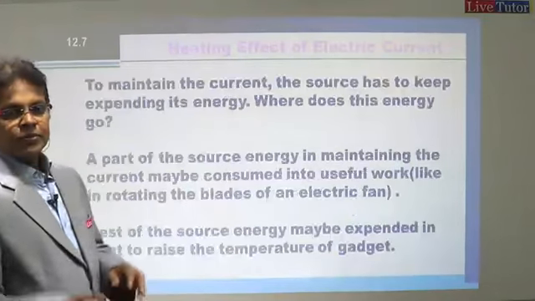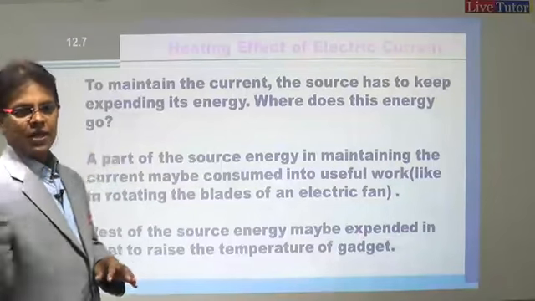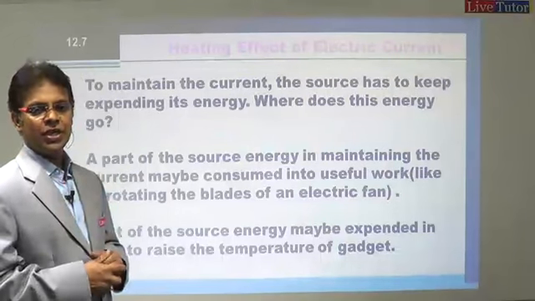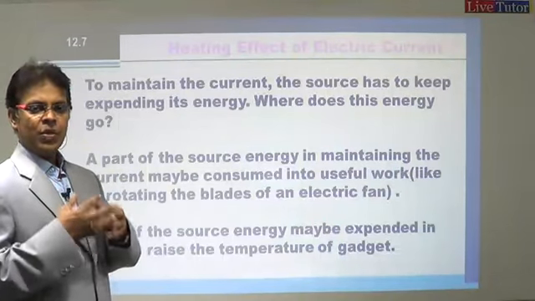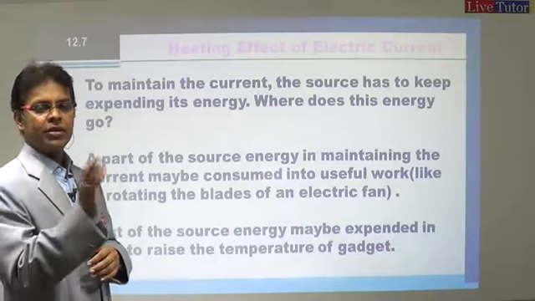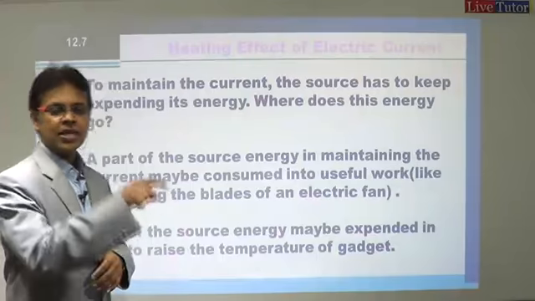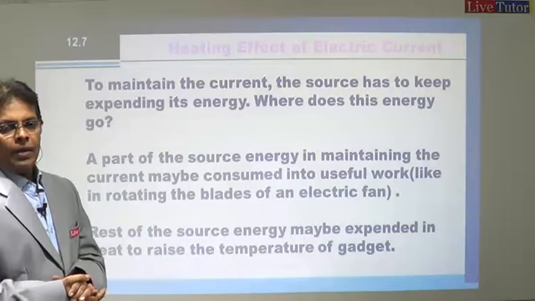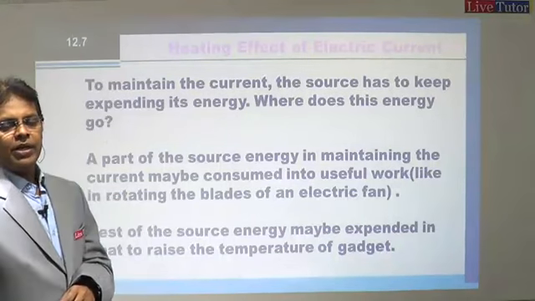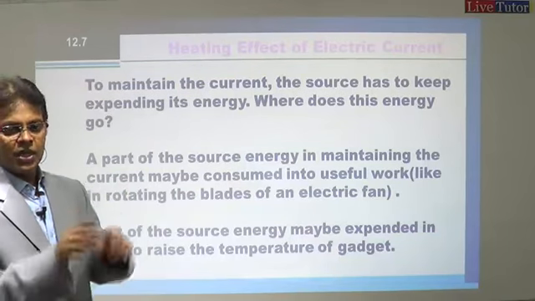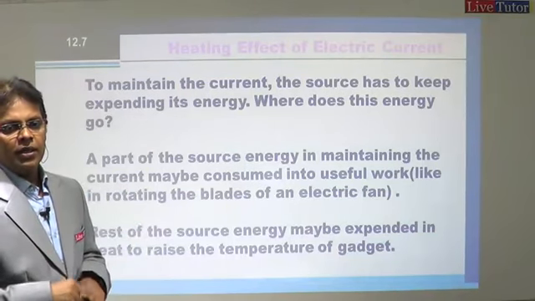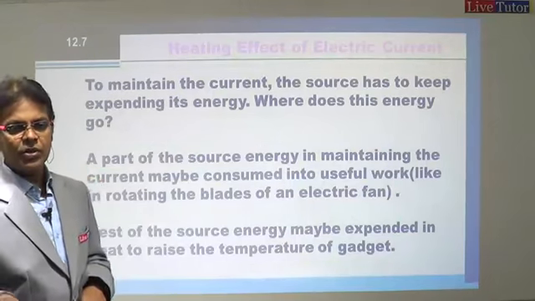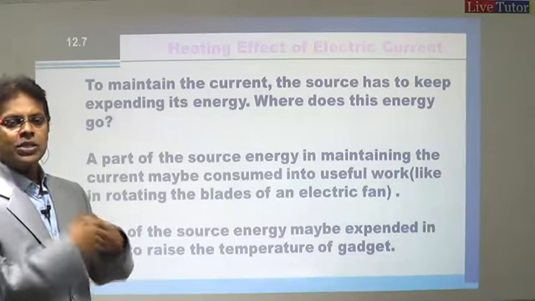Now, to maintain this steady current, the source has to keep on expending energy. As it keeps spending energy, the chemical energy is converted into electric energy, and this electric energy is spent everywhere. And where is it going? The electrons move through the different components or appliances we are using in the electric circuit, and after the current flows through them, the electrons come back to the next terminal. That means they are losing the energy.